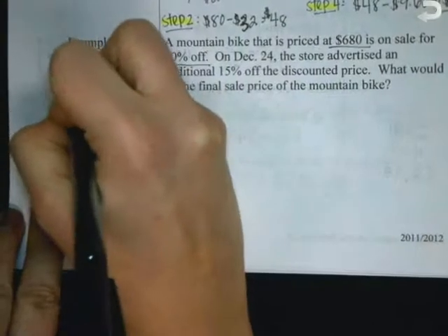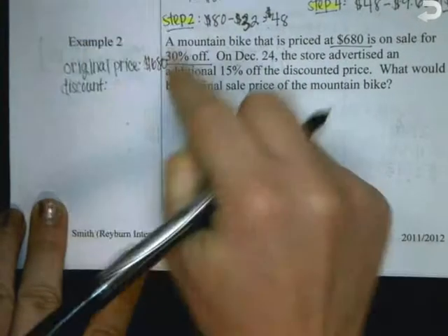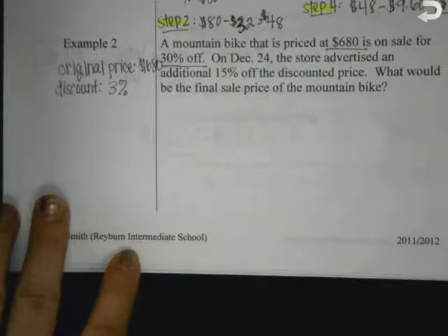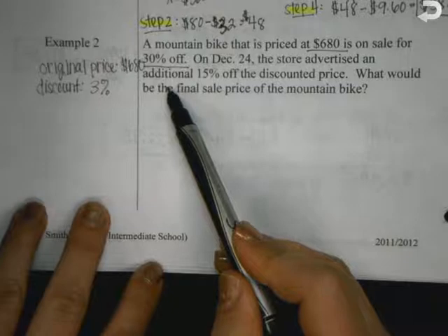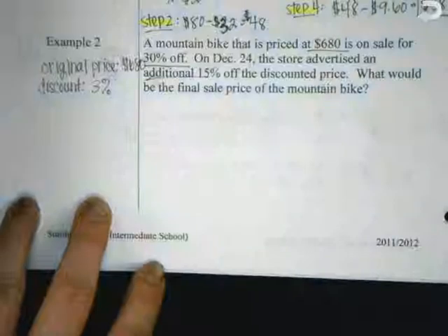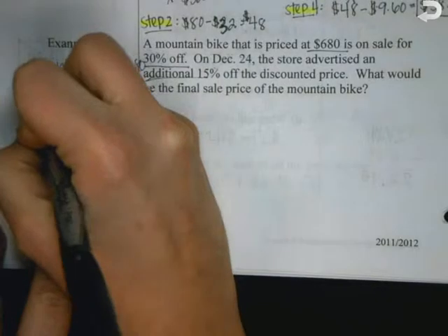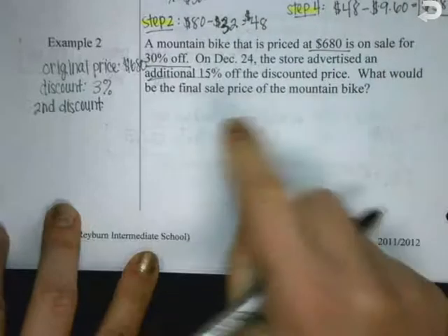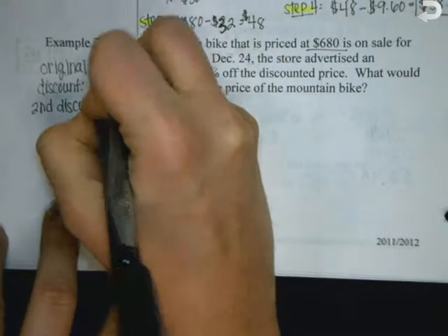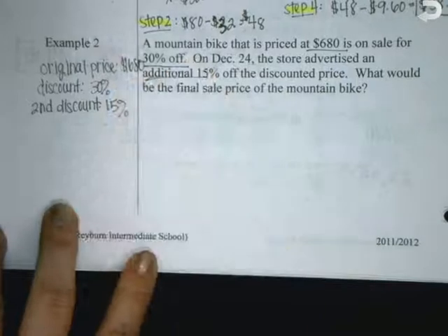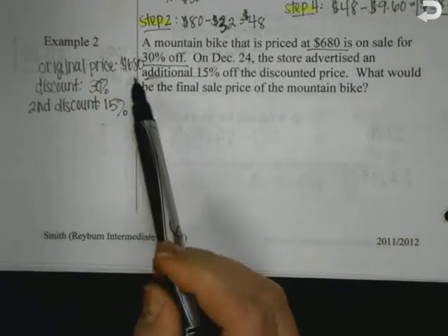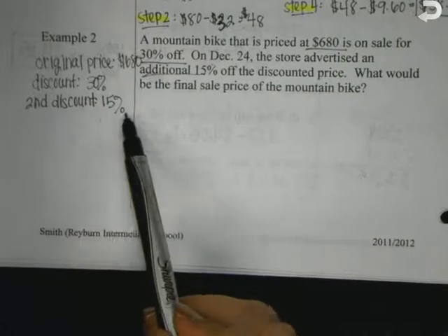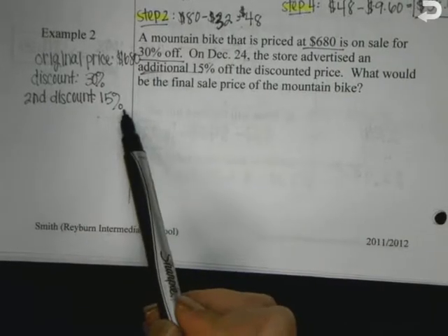On December 24th, the store advertised an additional 15%. So then I'm going to write second discount is 15%. Okay. So my original price was $680. My discount was 30%, and my second discount is 15%. What would be the final sale price of the mountain bike? Okay, so make sure you have all this information. You don't have to write the whole problem.